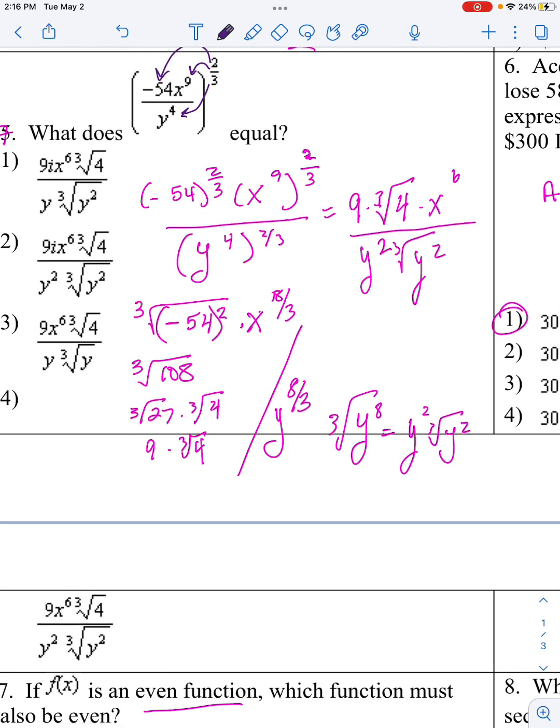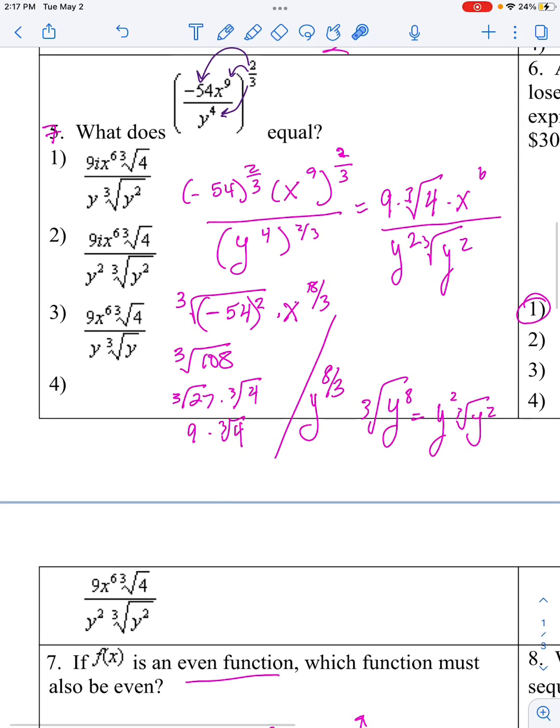So fractional exponents can be rewritten as radicals. So we want the cubed root of negative 54 squared. Well, negative 54 squared is 108. So the cubed root of 108 can be broken down as the cubed root of 27 times the cubed root of 4, which is 9 times the cubed root of 4. This is going to be 9 times 2 divided by 3, which is x to the 6th. And then this one here is y to the 8/3. So this can be the cubed root of y to the 8th, which is going to be broken down as 2y squared times the cubed root of y squared.